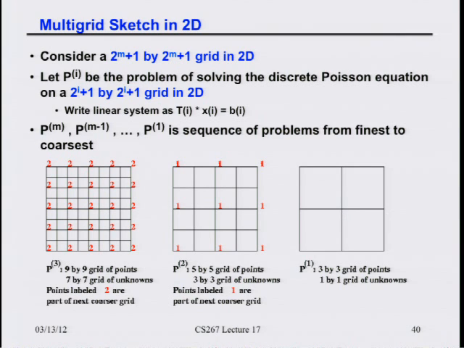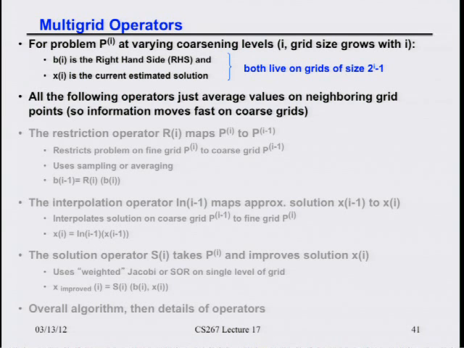OK, so those are the statements of all the problems. And in each of these, I'm going to solve Poisson's equation of different dimensions. OK, so now, in order to do that, I need a little more notation still. So here, this is just repeating what I said before. I have these problems at various coarsening levels. So I'm going to have P sub i as the problem on the grid of size 2^i + 1 by 2^i + 1. B_i is going to be the right-hand side, and X_i is going to be the solution.